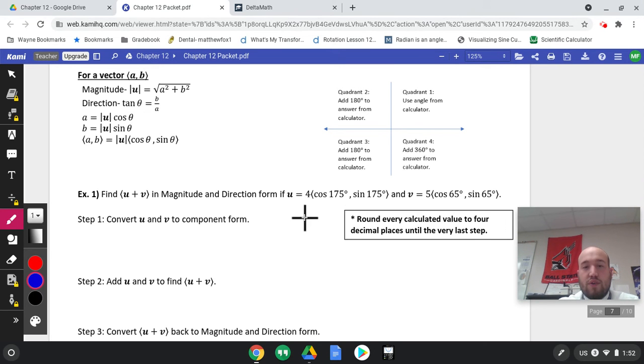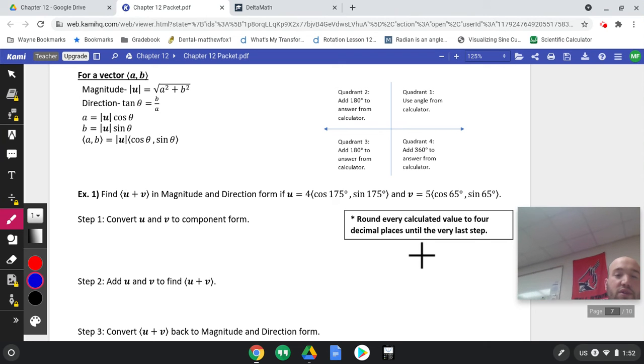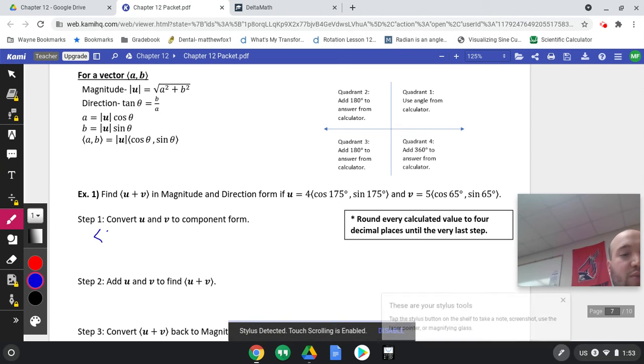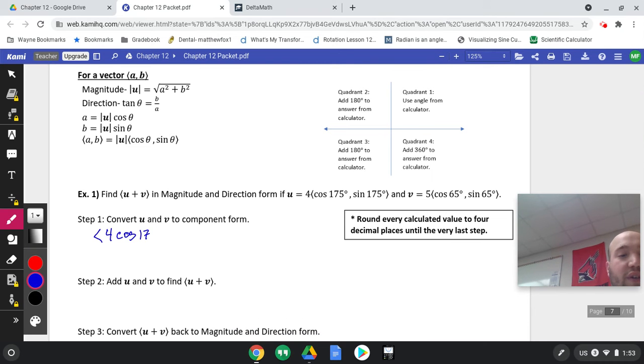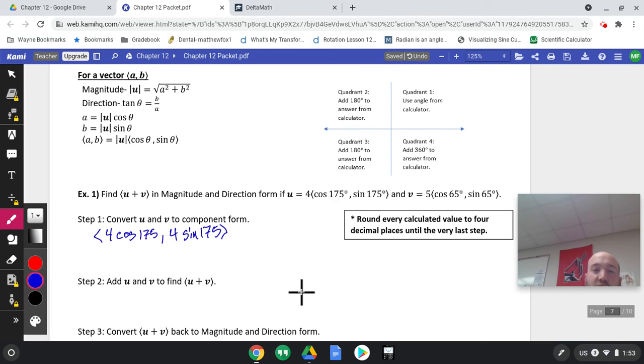Okay, so when we convert it into component form, for letter u, we'll start with that. We're gonna have, for the x component, it'll just be 4 times cosine of 175, and for the y, it's just 4 times sine of 175. Okay, and this will give us vector u back in component form. So kind of think of it as distributing that 4 in. Okay, so 4 cosine 175.